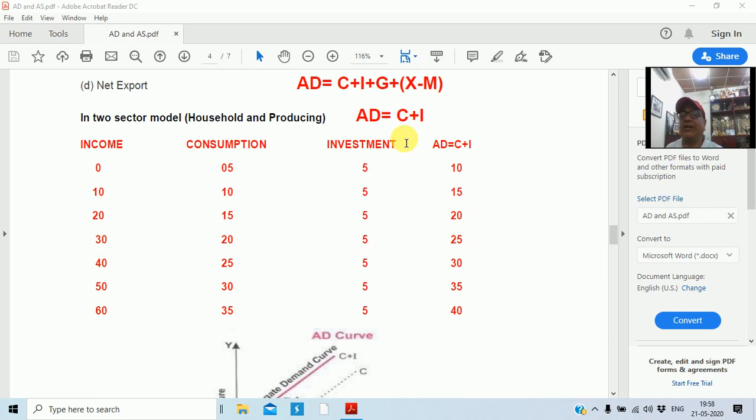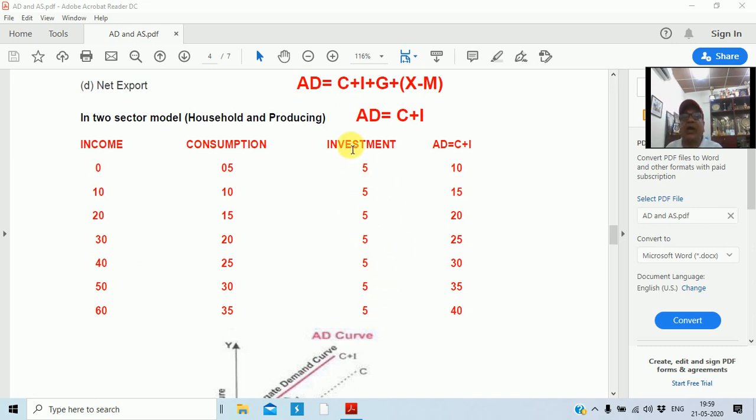And what is the character of autonomous investment? Whatever the level of income, investment remains constant, because it is independent. It has nothing to do with income. That's why, even if income is zero, the government is making the investment, because it has nothing to do with income. Suppose 5 crore. And whatever the level of income, investment remains constant. So why is investment constant here? Because which investment have we taken?